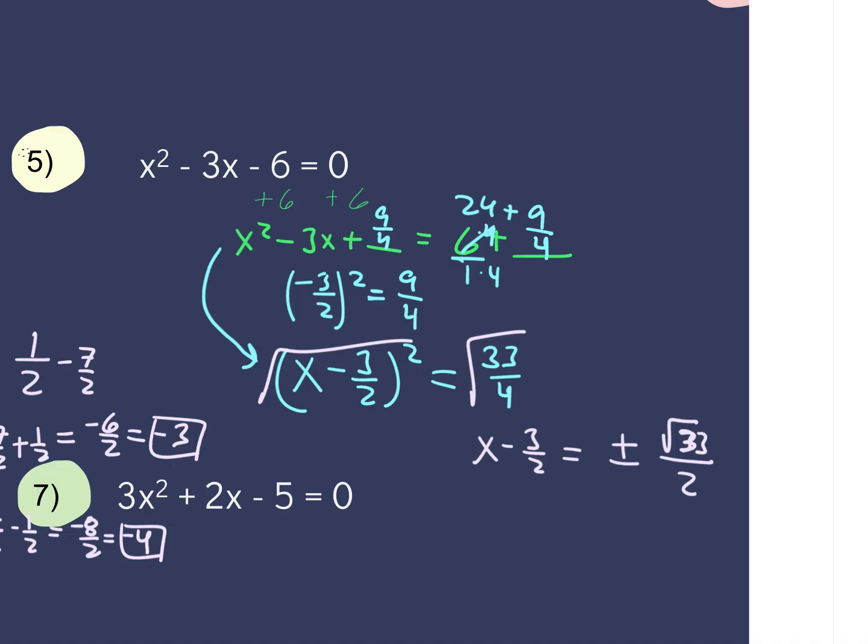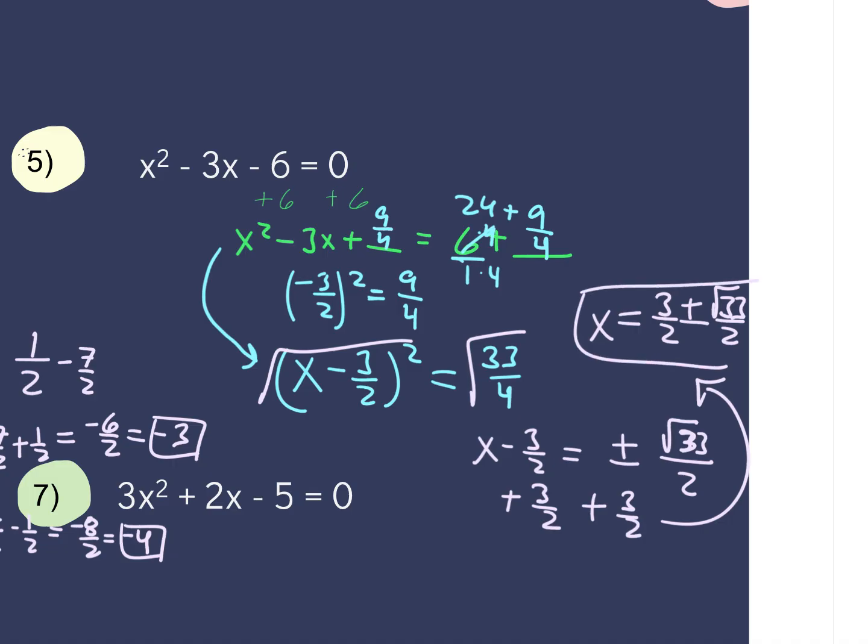The very last thing we want to do is add the 3 over 2 to both sides. And so I'm going to write it up here. I'm going to get x equals 3 over 2 plus minus the square root of 33 over 2. And then that's your final answer. Nothing more we can do to that.